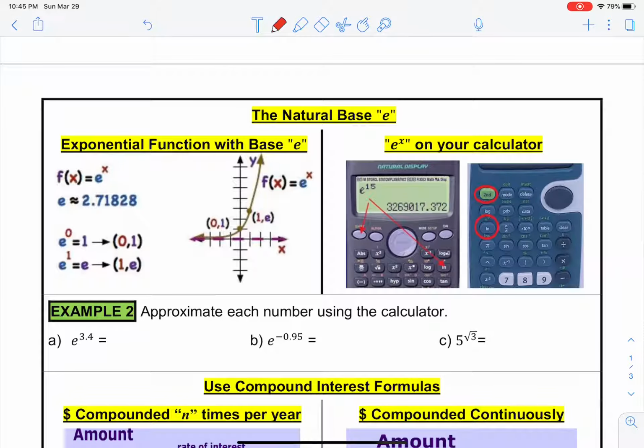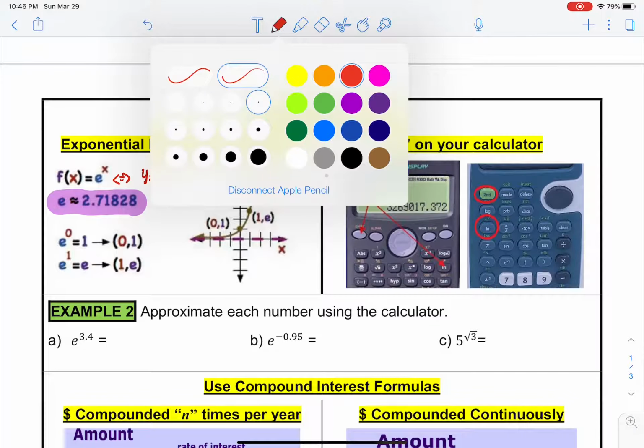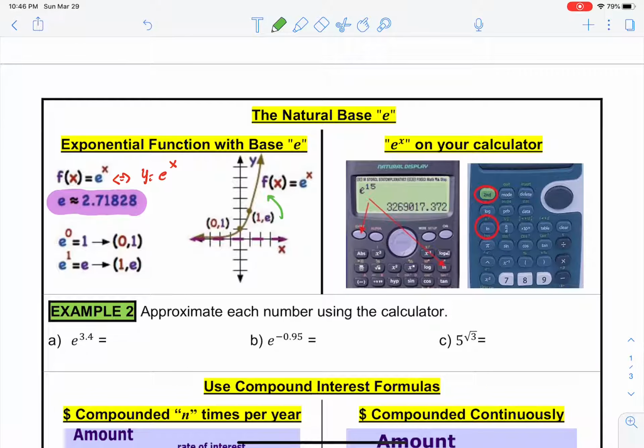So in the previous problem, the base was 3. We have a specific base called the natural base, which is denoted by the letter e. So the function y equals e raised to x, or f of x equal to e raised to x, is the natural base exponential function. And what is the value of e? The value of e is 2.71828.